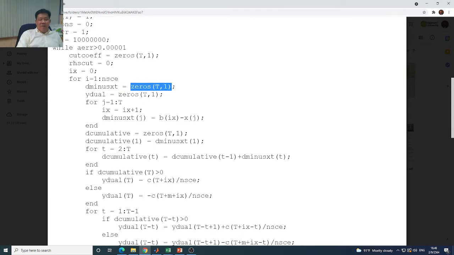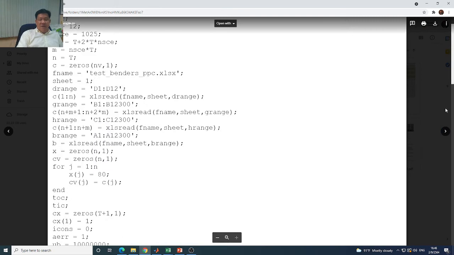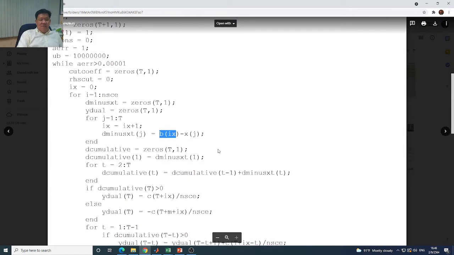This is for y dual here. Okay, and then we start to compute the d minus, which is the right hand side, which is dik. Now all dik is stored in b here. You might remember here from the import program, the difference between the demand with the decision variable x here, for each scenario i.